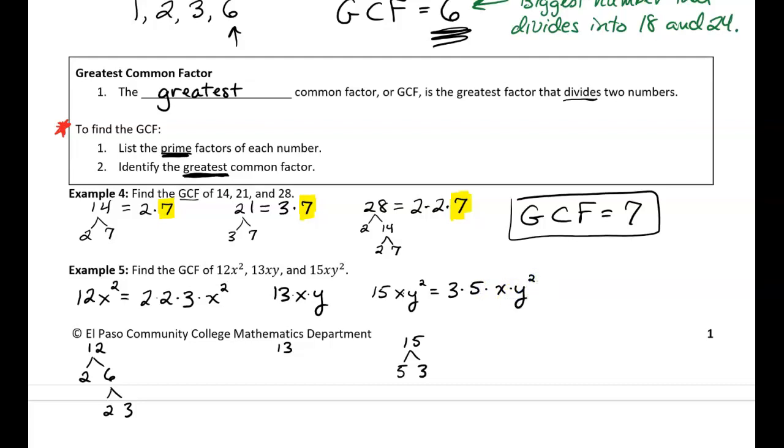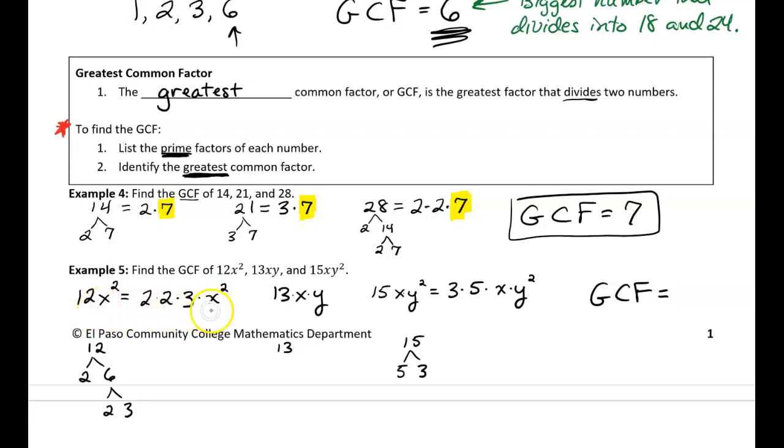Okay, so I have everything listed. All my primes are on here now. Then I look, what do they have in common? What numbers, and in this case also what variables, do they all share? Well, I don't think they have any numbers, right? I don't see any numbers that they all have, especially because we have this 13 in here, and none of the other prime factorizations have 13. So then my GCF, it's not going to have a number in it, but let's see about those variables.